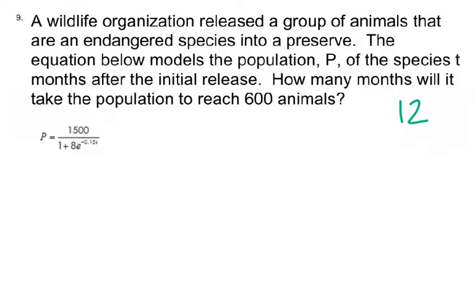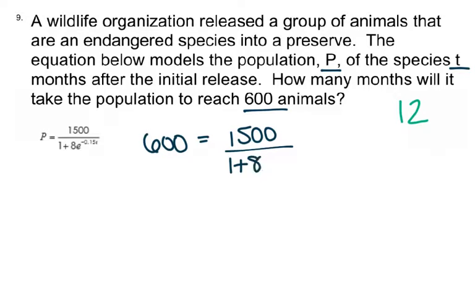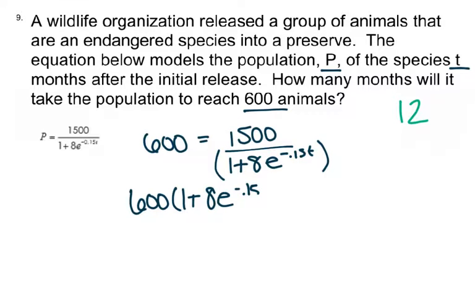Okay, so a wildlife organization released a group of animals that are endangered species into a preserve. The equation below models the population P of the species T months after its initial release. How many months will it take the population to reach 600? So 600 is your population. So I'm going to replace P with 600. Okay, I'm going to multiply both sides by that quantity. Alright, so now I'm going to divide both sides by 600. I don't really need these parentheses anymore.